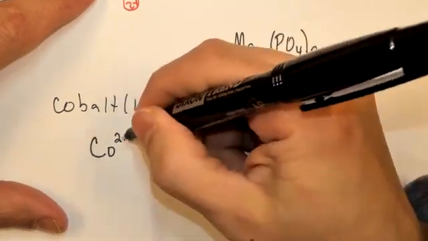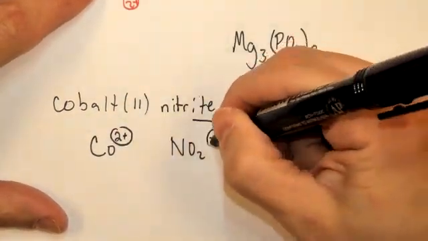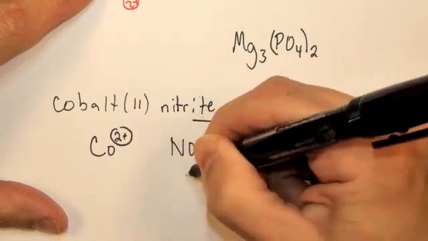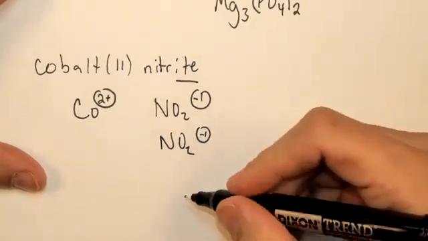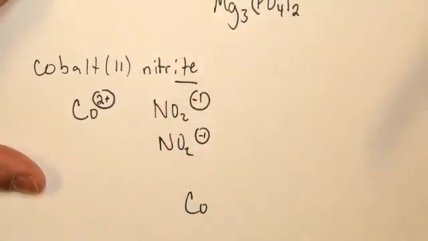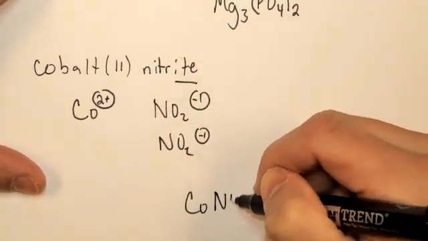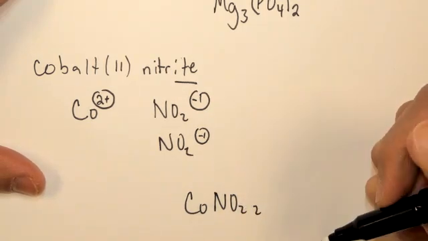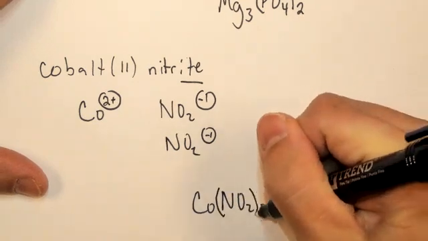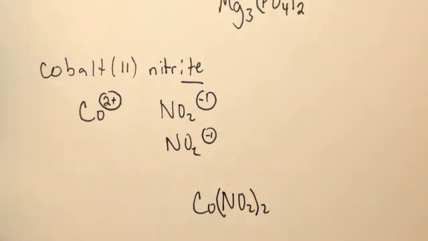I need to balance out these ions. So there's 2+ over here, which tells me I'm going to need another nitrite ion. And so when these combine together, I would have 1 cobalt for every 2 nitrites. Now, again, I can't make it look like there's 22 oxygens, and so I put brackets around to indicate there's 2 of the nitrite ions present.